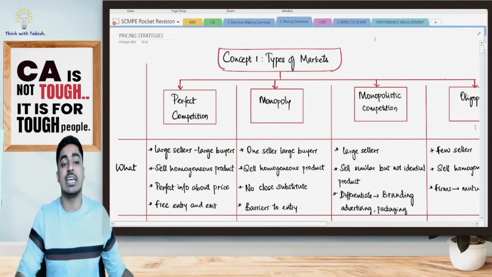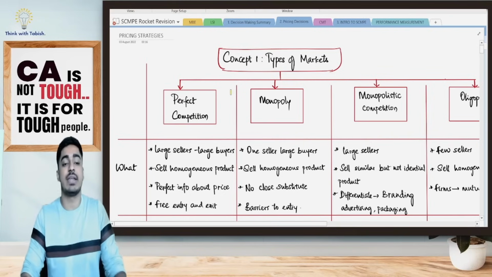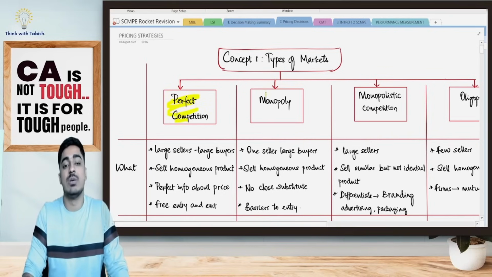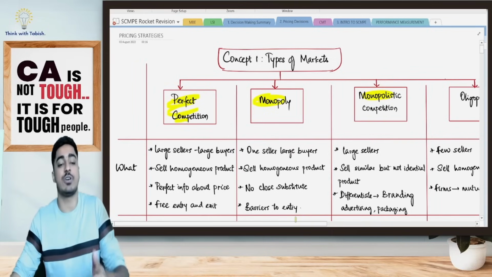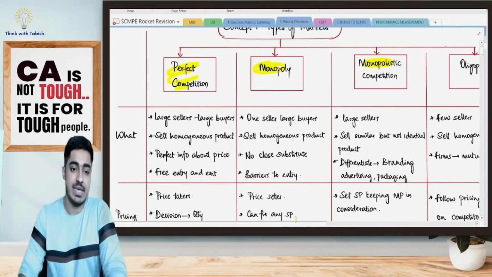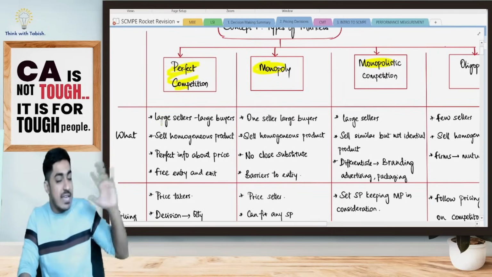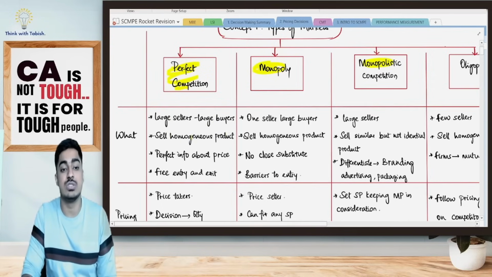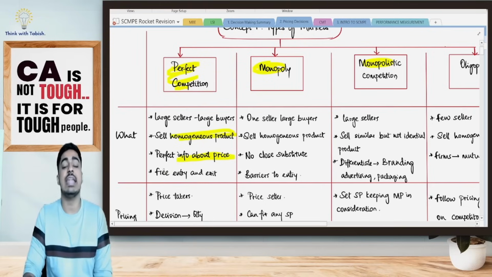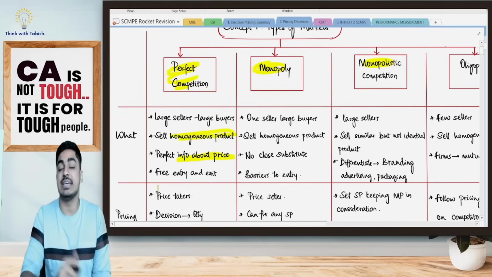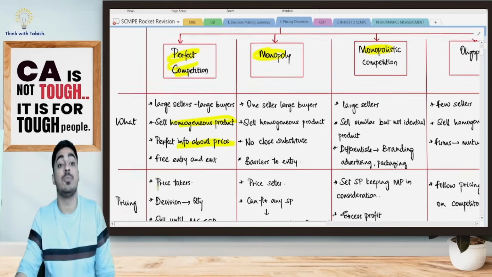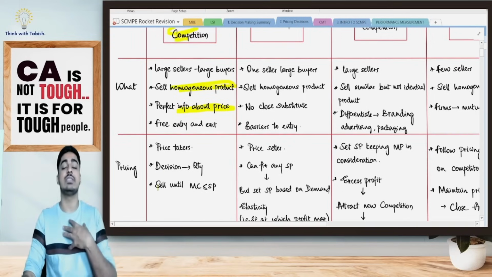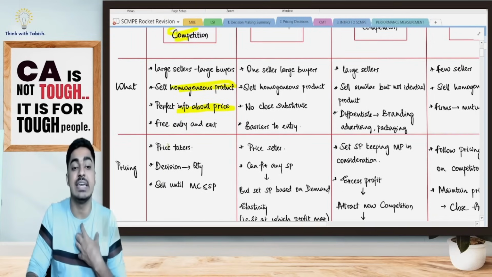Firstly, understanding the type of market. 4 different types of market. You have perfect competition, monopoly, monopolistic, as well as oligopoly. Now, what is perfect competition and how do we set pricing? In perfect competition, there are a large number of sellers and a large number of buyers selling homogeneous goods. Everyone has perfect information about price and there is free entry and exit. Simple example, vegetable market.